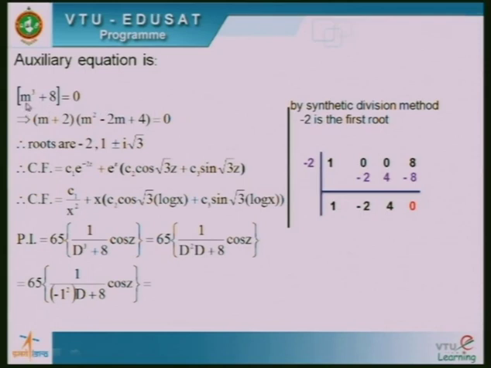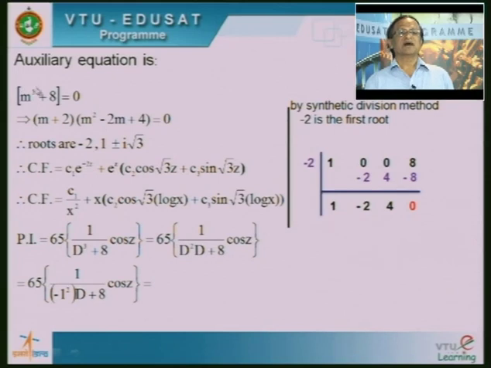If I try with minus 1, minus 1 cube means minus 1, minus 1 plus 8, again it is not equal to 0. Then I will try with plus 2, 2 cube means 8, 8 plus 8 is not equal to 0. I will try with minus 2, minus 2 cube means I hope we will get minus 8, plus 8 is equal to 0. It means first root is minus 2, and it is understood that minus 2 is 1 root of m cube plus 8 is equal to 0. That implies m plus 2 is 1 factor of m cube plus 8.